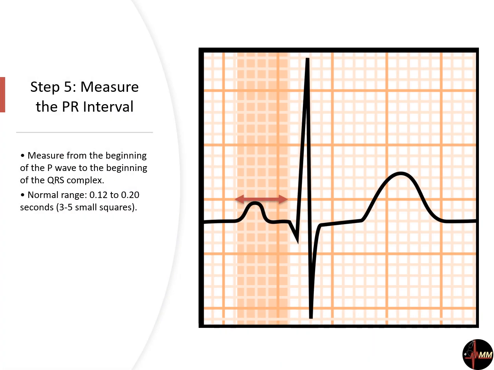Next, we measure the PR interval. Measure from the beginning of the P wave to the beginning of the QRS complex. The normal range is 0.12 to 0.20 seconds, or 3-5 small squares. This interval indicates the time it takes for the electrical impulse to travel from the atria to the ventricles.